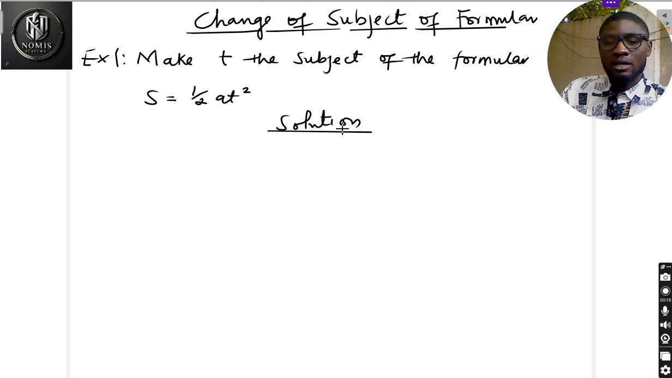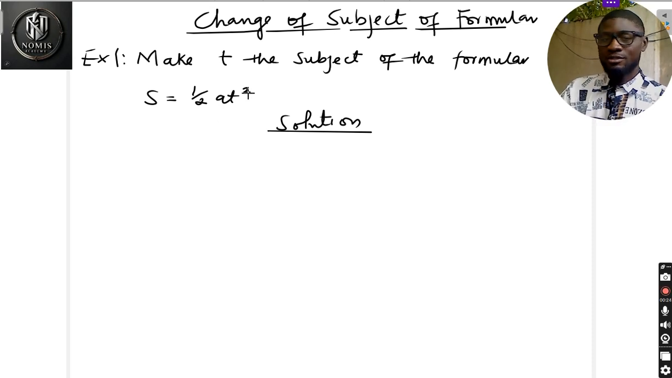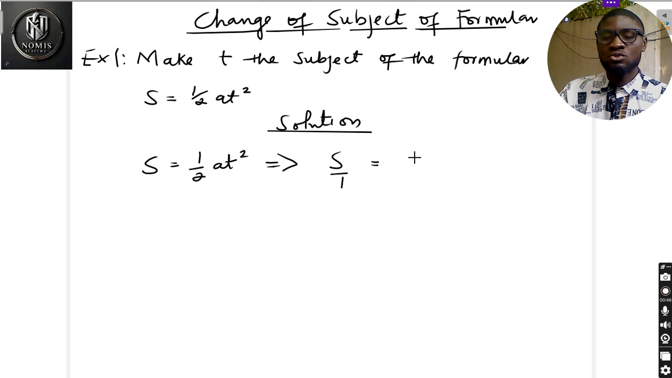In this formula, we need to isolate T so that T stands on its own, removing 1 over 2 from the side of the A and the square. We start doing them one after the other. Everything attached to T must be separated from it. So S equals 1 all over 2 at squared. Mind you, this can be transformed to S over 1 equals at squared all over 2. Do you agree? I've not changed anything, because 1 multiplies everything here and 2 is the denominator.